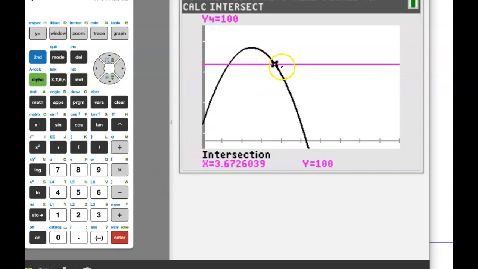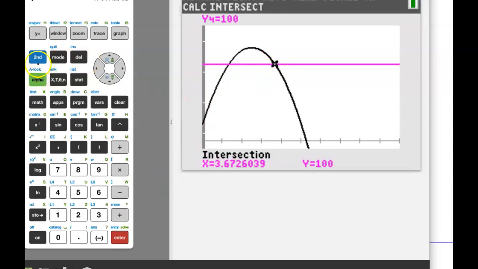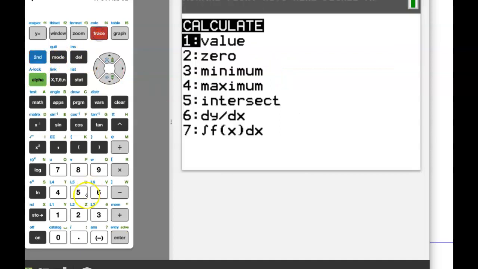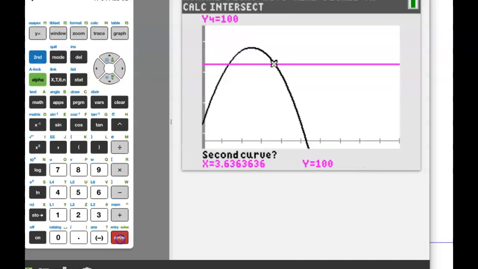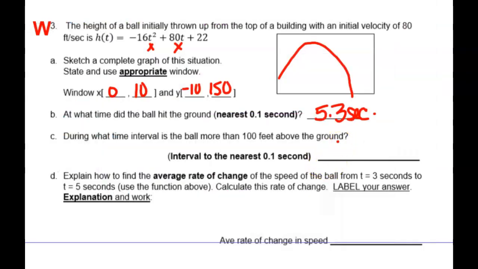So it's enter, enter, enter to find one of them. I have 3.7. And then you have to do second trace intersect again. But this time you want to be sure when you hit guess, you're closer to this guy. So I have 1.3. Now I already forgot. Was it 1.3 to 2.7? 3.7?